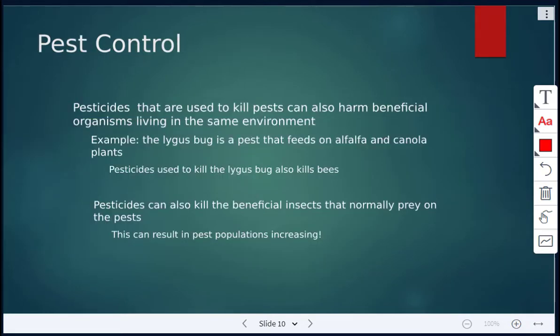Okay, continuing with our topic of change in ecosystems and changes caused by human activities, we'll start by talking about pest control and pesticides. Pesticides are used to kill pests, but at the same time, they can also harm other organisms, such as beneficial organisms living in the same environment. For example, the lygus bug is a pest that feeds on alfalfa and canola plants. Pesticides are used to kill the lygus bug, but at the same time, they also kill off the bees. The bees are beneficial because they are pollinators. Pesticides can also kill the beneficial insects that prey on the pests. So that can eventually result in the pest populations actually increasing.